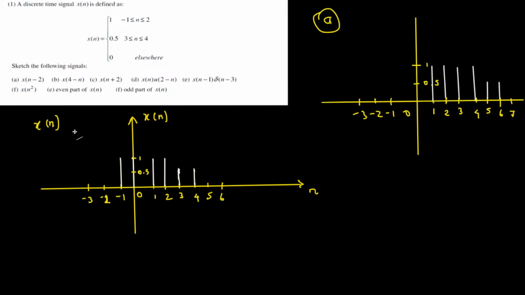Of this question. I did the A part in my previous video where we saw that when we have x of n minus 2, this one shifts 2 units to the right. And here we have another situation, x of 4 minus n. Here, if you notice, we have a minus in front of n and we have 4, so we have to do something here. You can either shift and flip or flip and shift, but when you do the shift and flip, you have to do the shifting first and then do the flip.